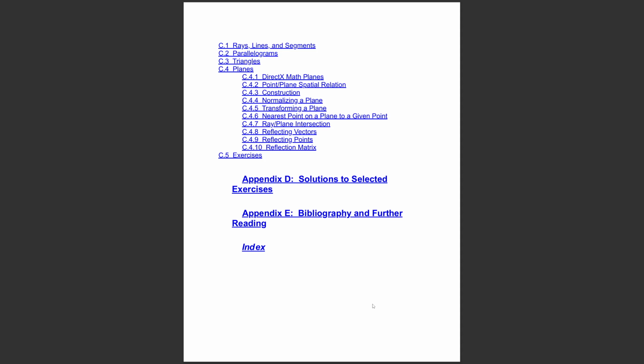So once again, another class I've never taken before, analytical geometry. But it is covering rays, lines, and segments, parallelograms, triangles, and planes. So these various three-dimensional concepts. And we'll be with planes. We're going to be talking about planes. It looks like a lot about planes with DirectX math planes.